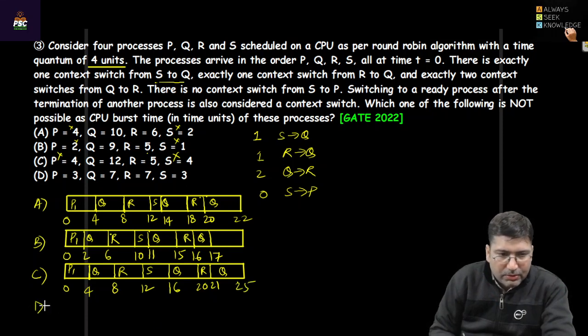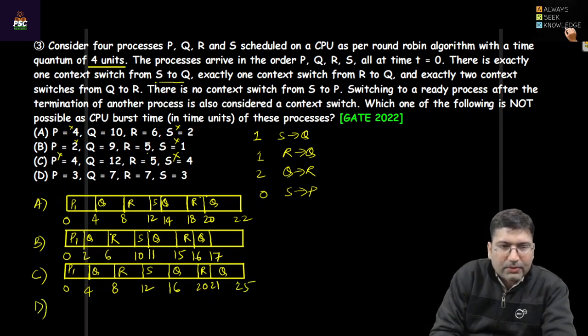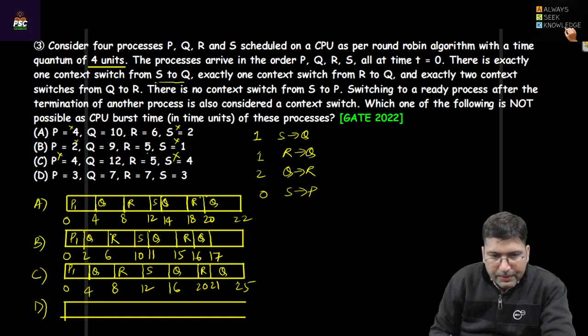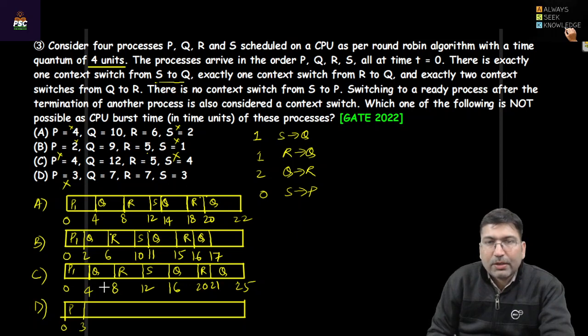Now let's draw the context diagram or Gantt chart for the D option. So in D option, the Gantt chart can be drawn like this. This is the zero moment, and total 10 plus 10, 20 length Gantt chart will be there. So first P will consume 3 cycles somewhere here, and then P will be completed or finished its lifetime.